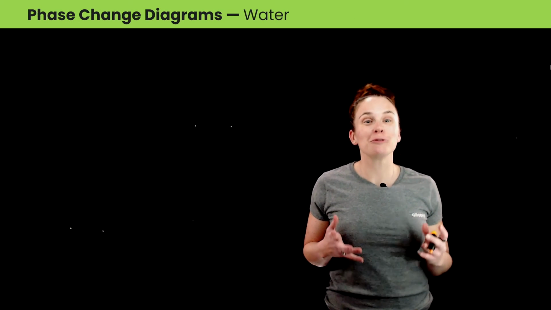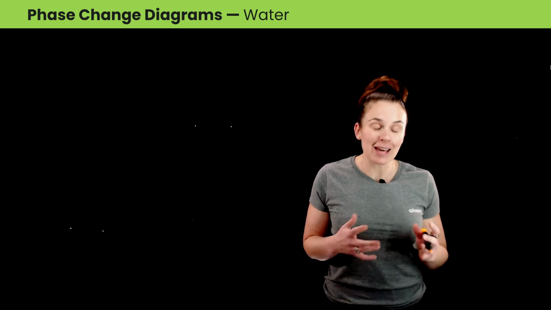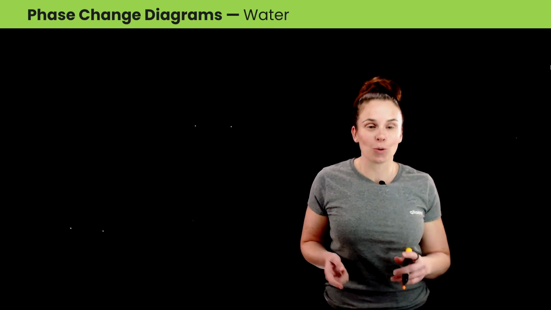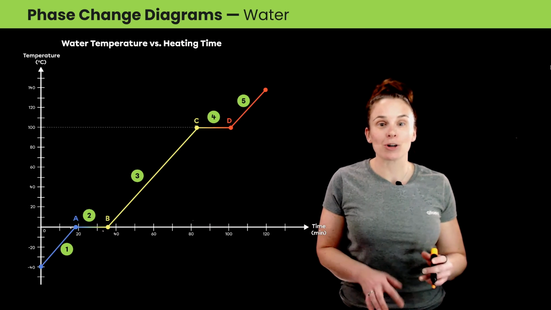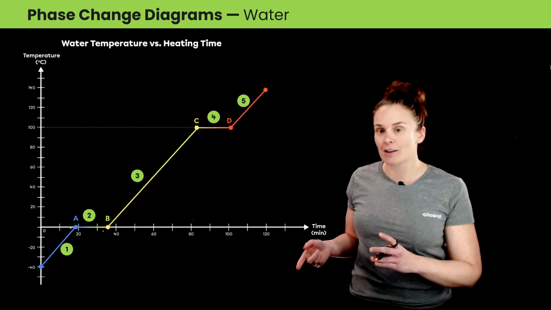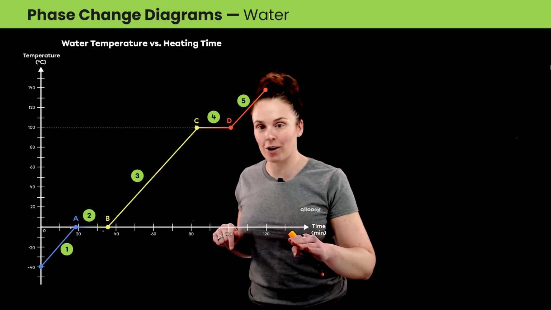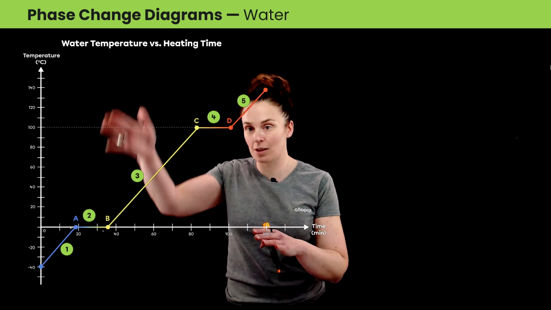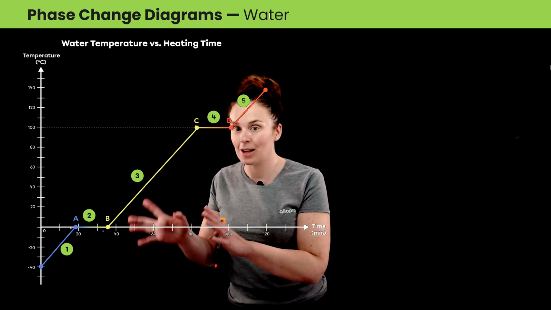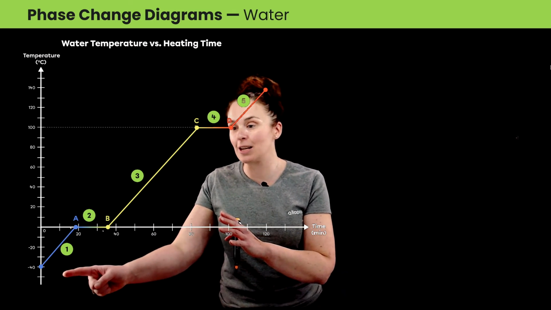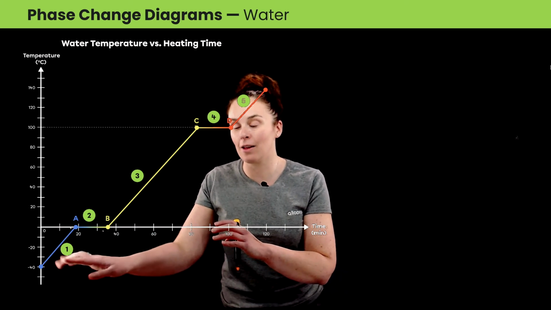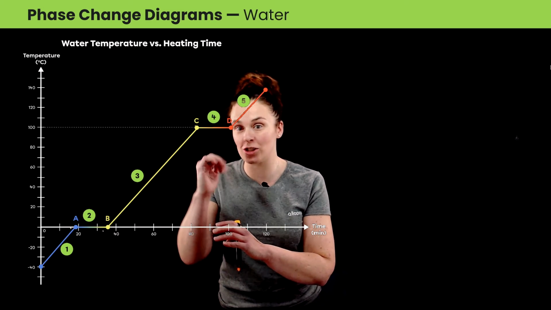So now we're moving on to phase change diagrams. They can be used to show the heating and the cooling of any substance. So let's have a look at our first diagram, which is the diagram for the phase changes of water. As you can see over here, we have our temperature on the vertical, and then we have our time on the horizontal. And this is showing that water is actually rising in temperature. Okay, so we see already the fact that there's going to be some changes happening here.